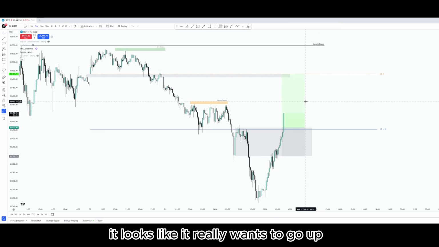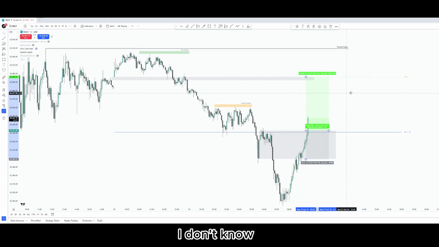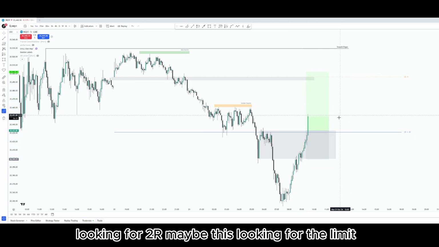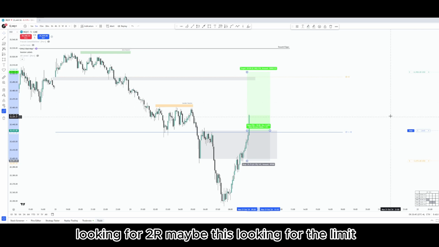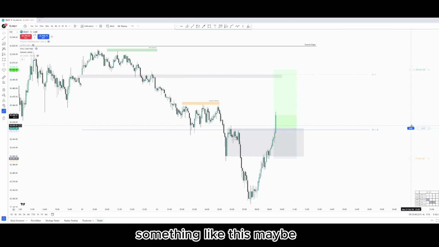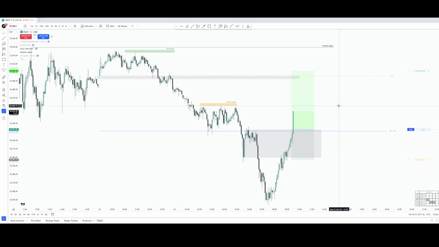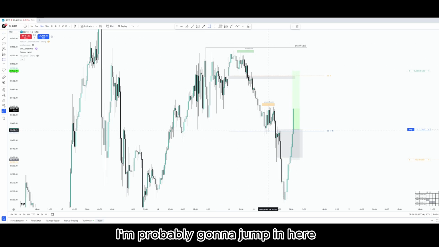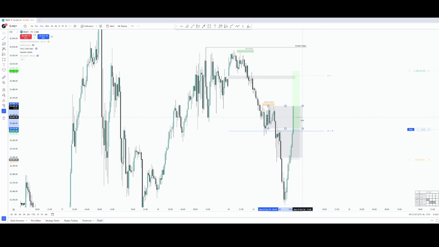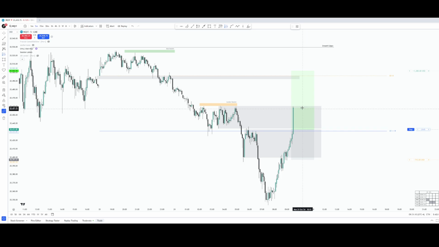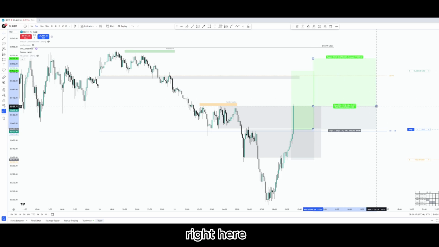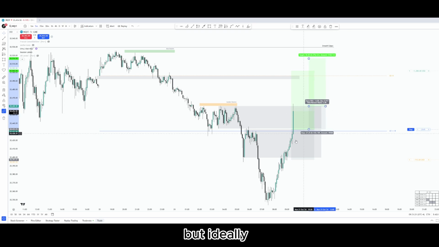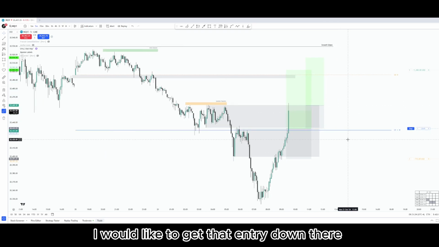Okay, it looks like it really wants to go up. I don't know. Looking for 2R, maybe this. Looking for the limit, something like this maybe. That's an M15 breaker. If that entry doesn't provide, I'm probably going to jump in here, as that's the M15 breaker, and look for something like this, maybe here. But ideally I would like to get that 30 down there.